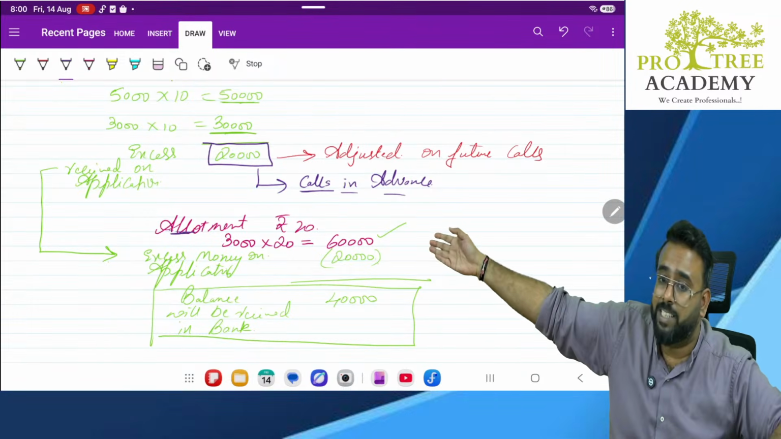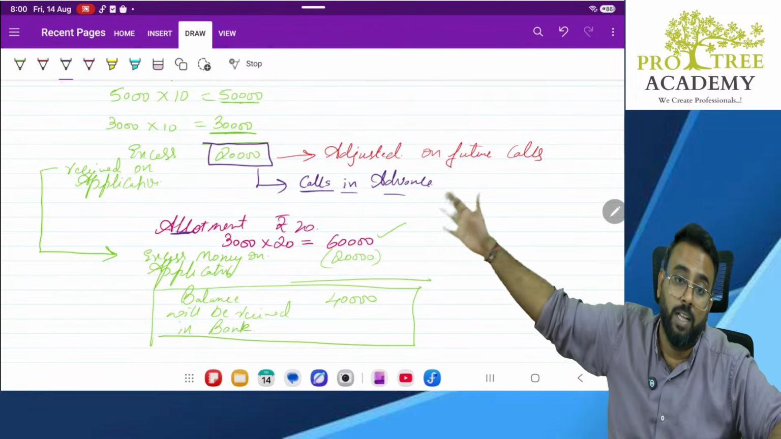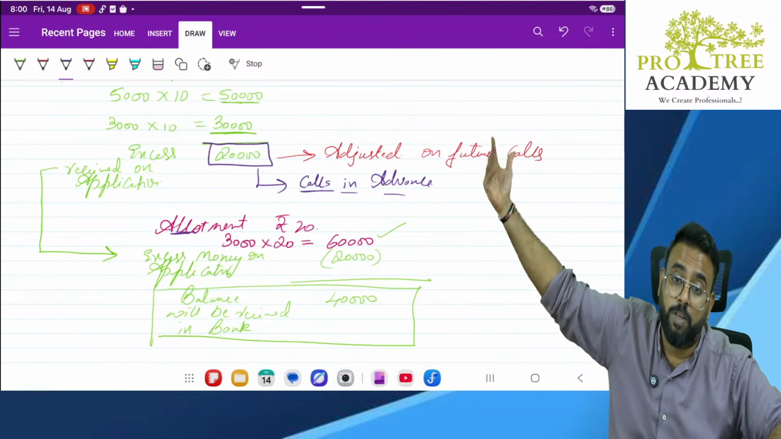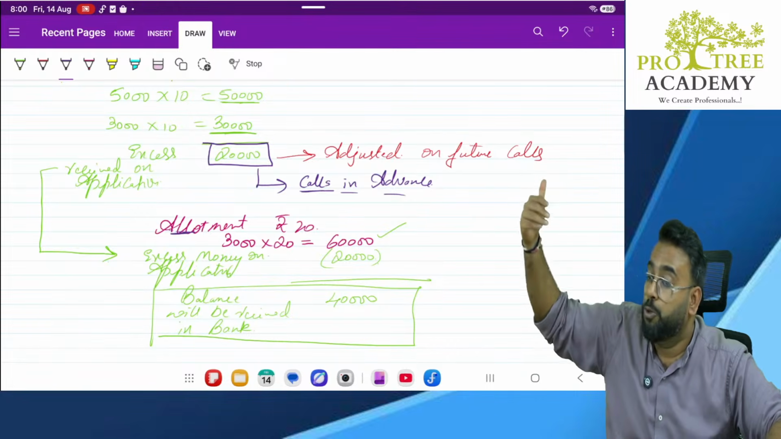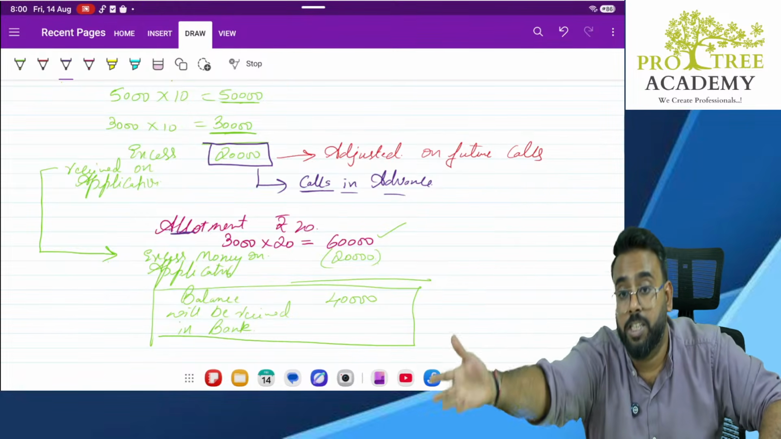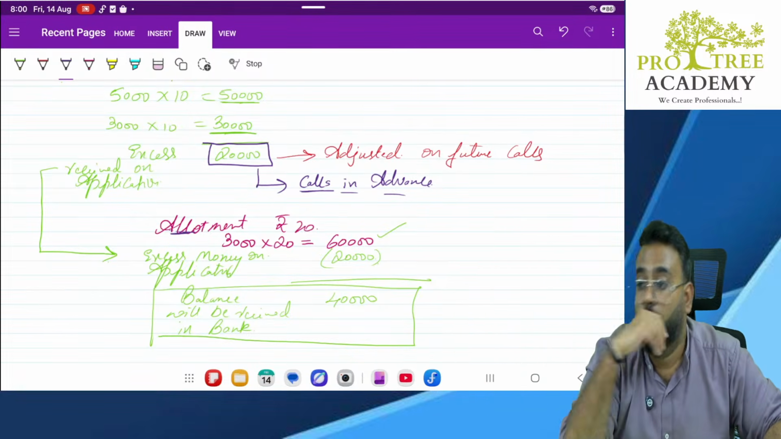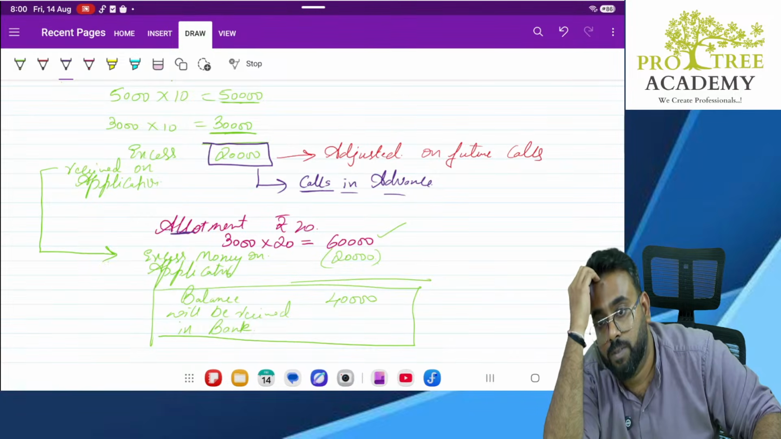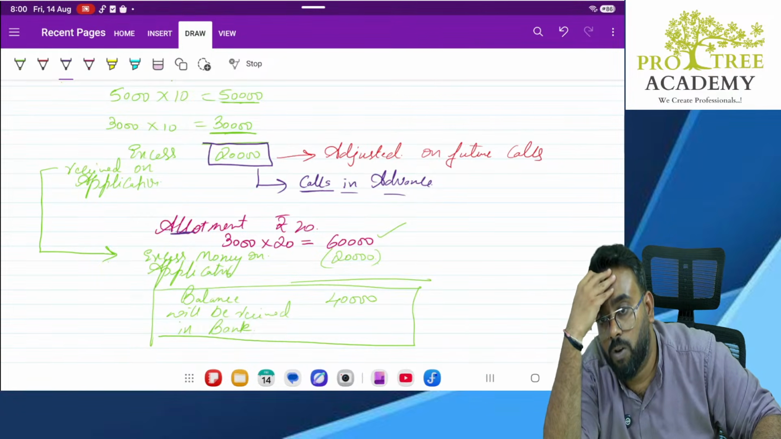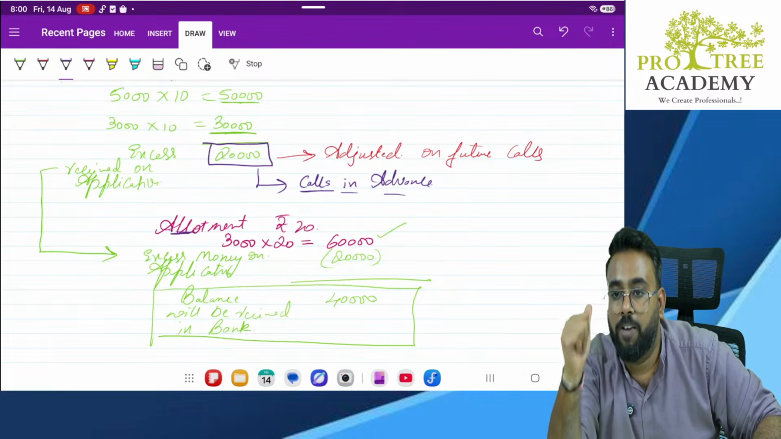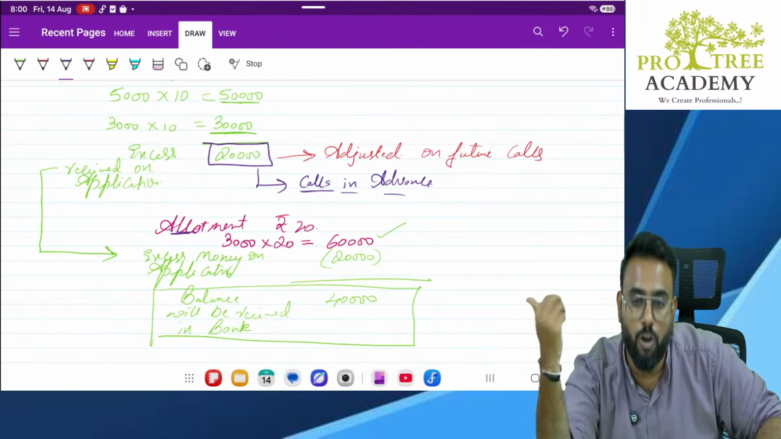Sir, in our case, it is getting adjusted against allotment. Sometimes the excess money would be so much that you may have to adjust it till the final call or till the first call. Clear? You may have to adjust it till the first call or second call. So, till you adjust it, where will the money sit? The money will sit in calls in advance.